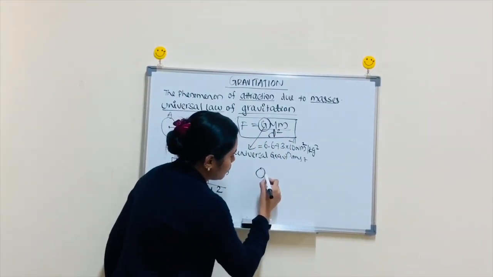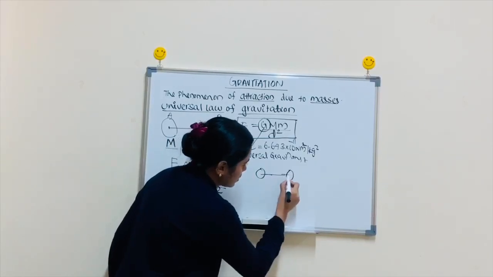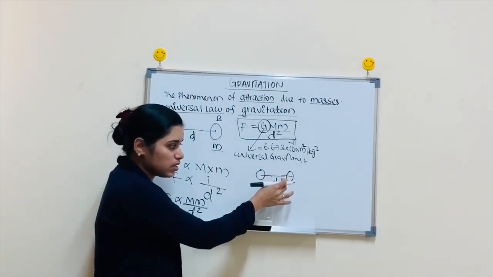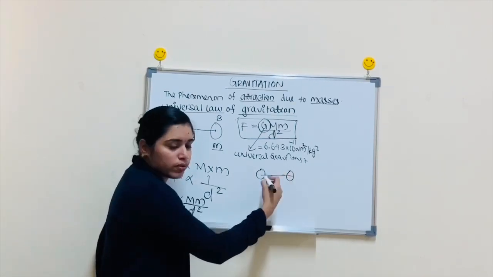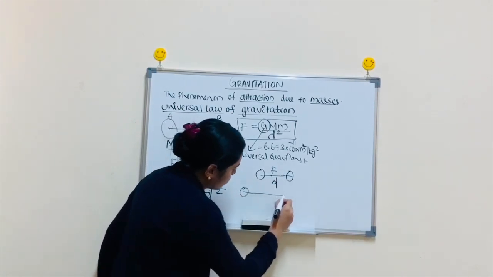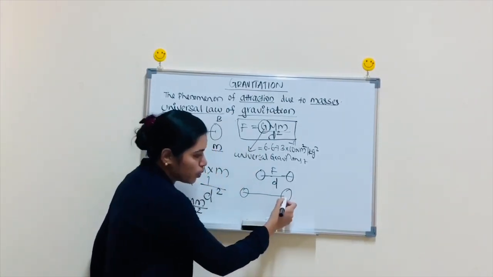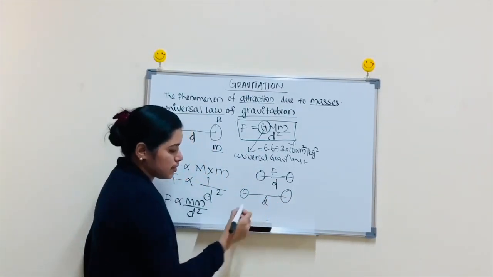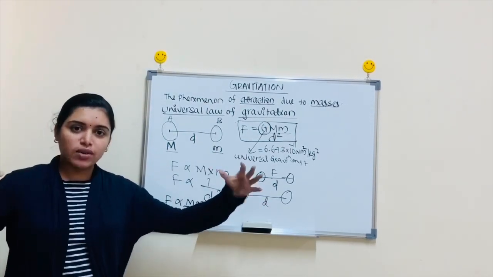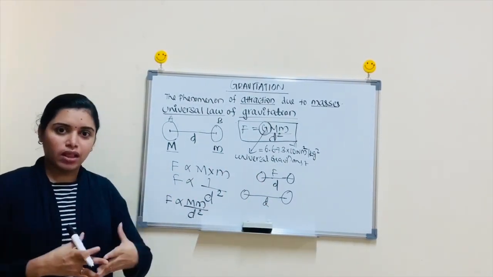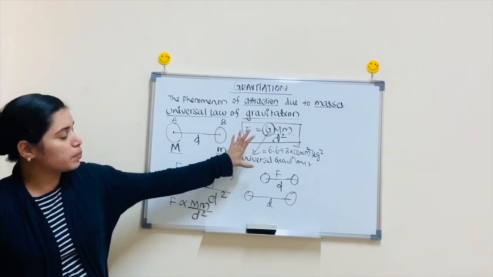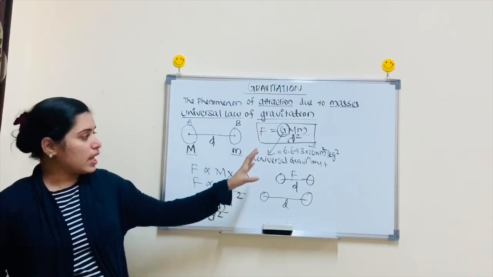For example, these two masses. Here the distance d between these two objects is very small, but the force of attraction F is high. What happens if we separate these two bodies by a higher distance? Here the distance d is far. When two bodies are far apart, the force of attraction will reduce. Clear? This is the important point, the universal law of gravitation.